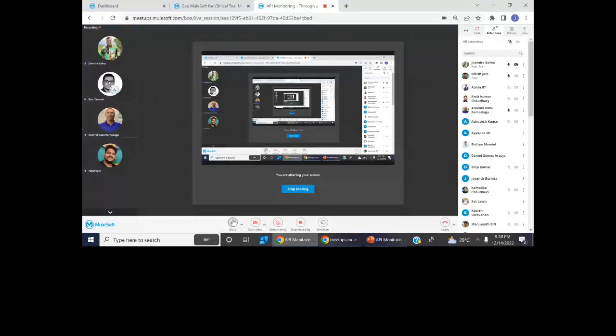This was not intended to actually, basically API monitoring in general, that's what I was talking about. We know the MuleSoft platform provides certain things, but we also want to look at APIs in general, right? So that's the whole idea.